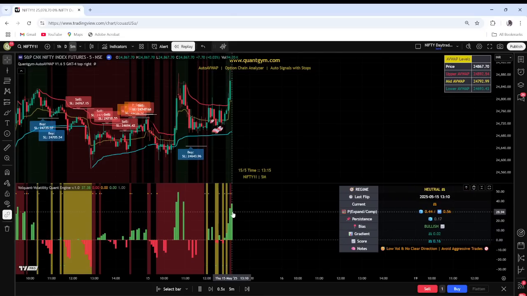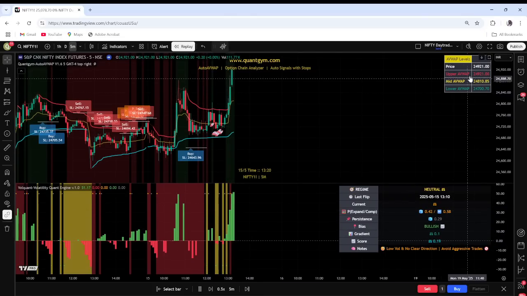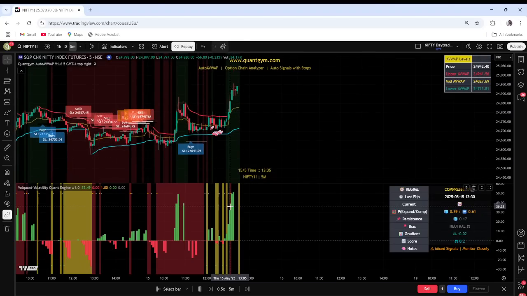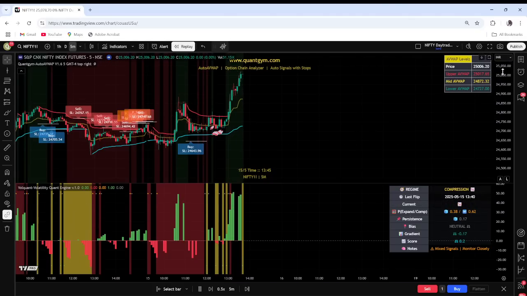Bullish expansion signal, and it starts running up. So this red actually tells you volatility is going to expand. Then it comes to normal volatility and it continues to go up.